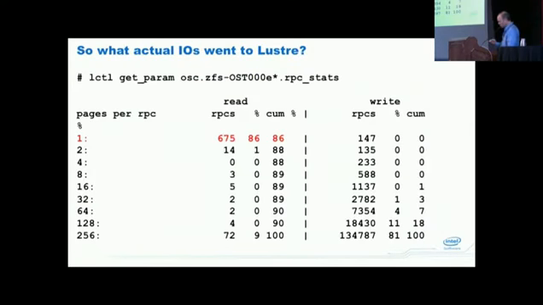I'm going to jump over here. Now let's see what RPC stats tells us. We see that for the reads, a high percentage of the RPCs are small, which seems to correlate with the small reads that we saw with the extent stats. So that's very positive.